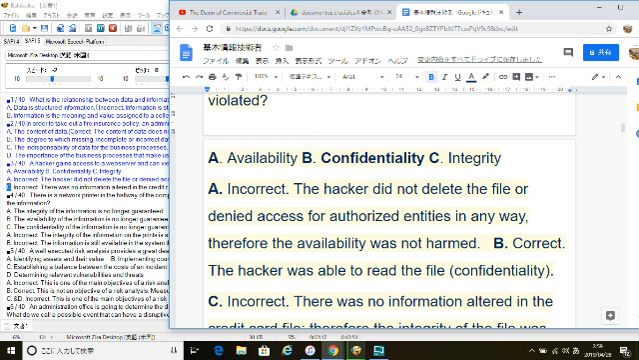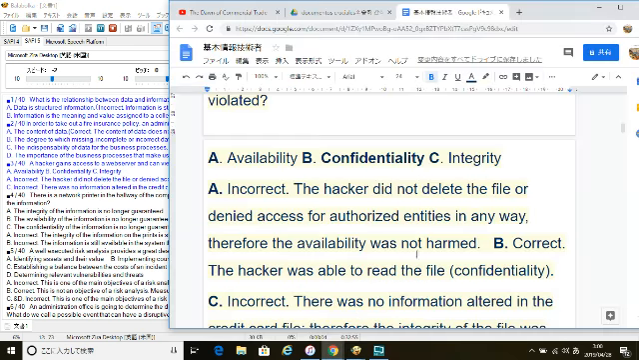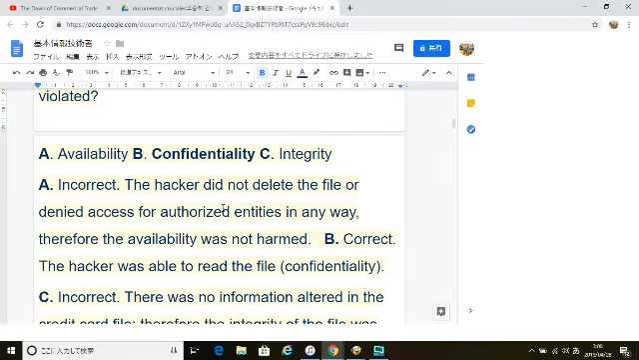C. Incorrect. There was no information altered in the credit card file, therefore the integrity of the file was not violated.